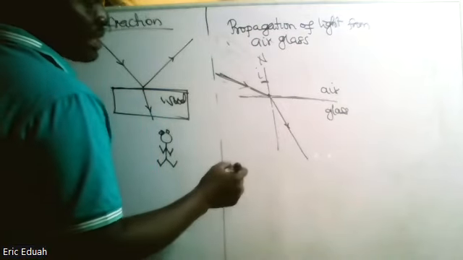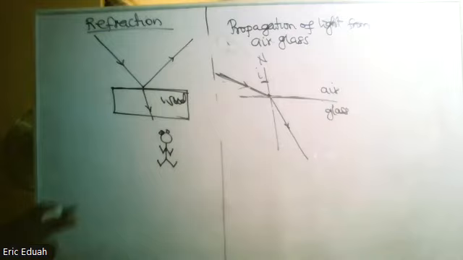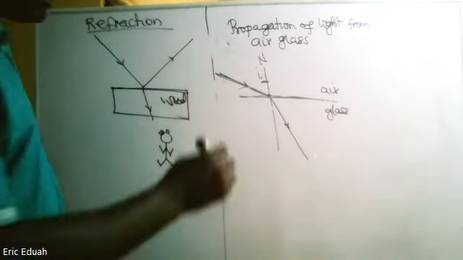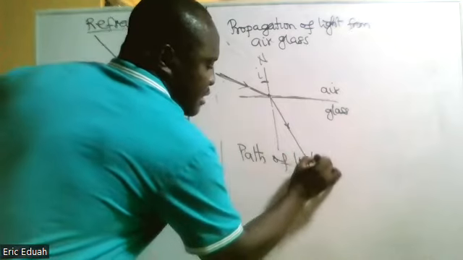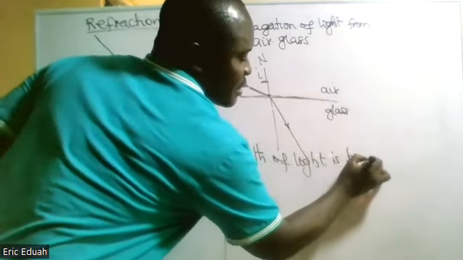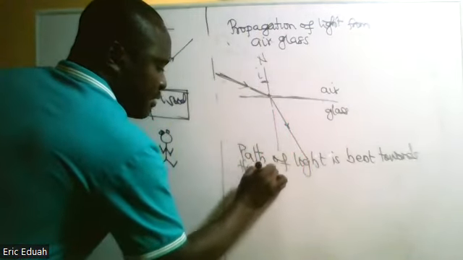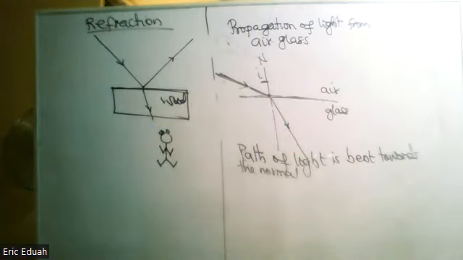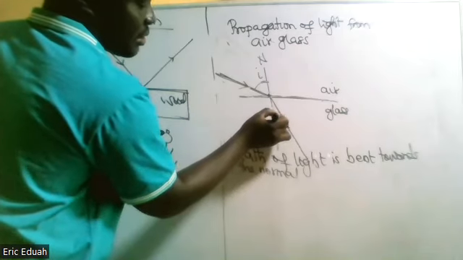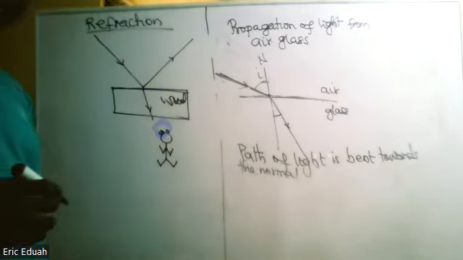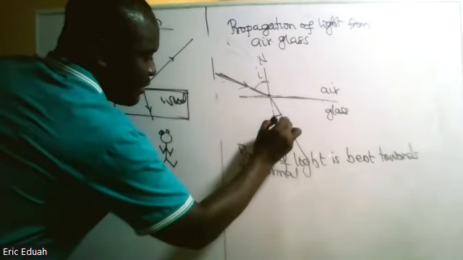So when light is being propagated from a less dense medium into a denser medium, it is bent. The part of light is bent towards the normal. So it is deviated towards the normal. This is the angle of incidence I. What is this angle? It is the angle of refraction, R.